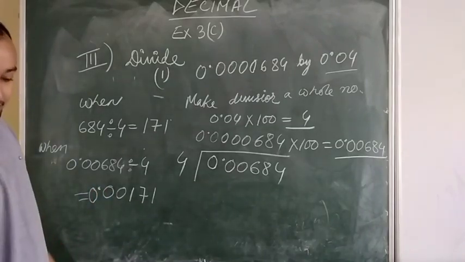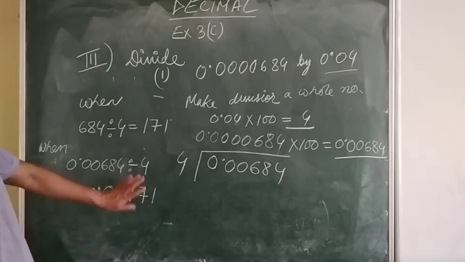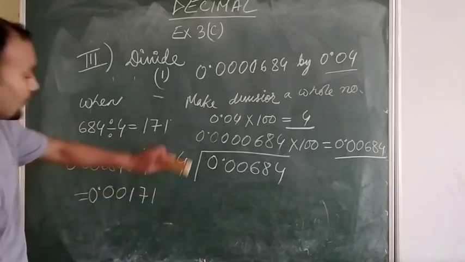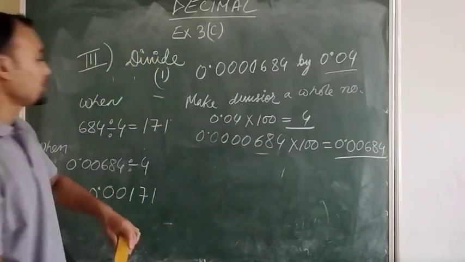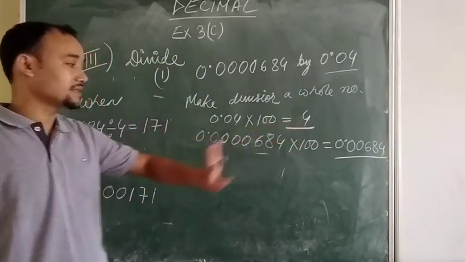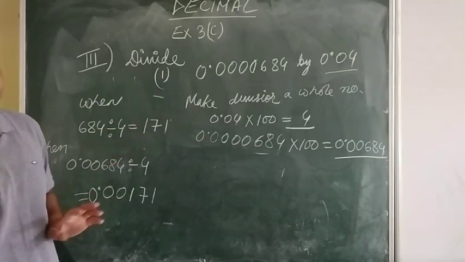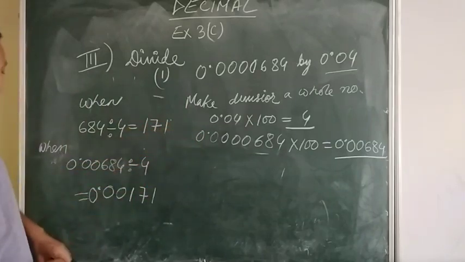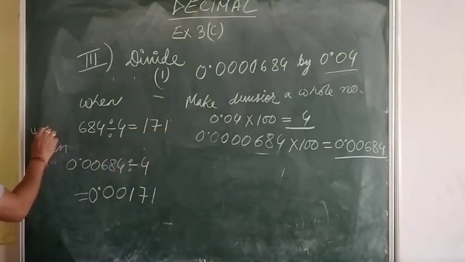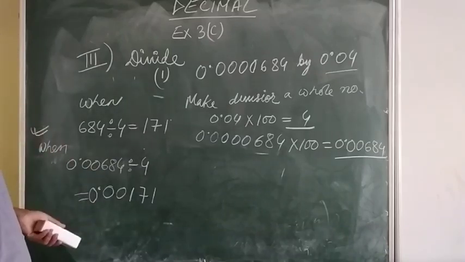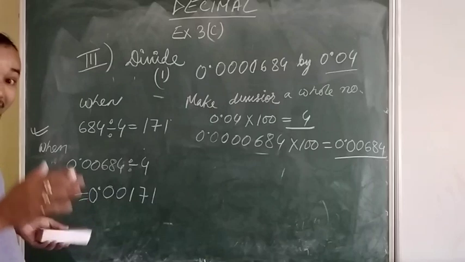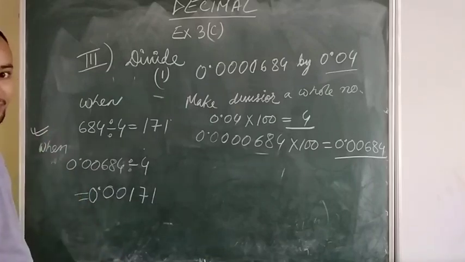You can try this, or if you like, you can go the traditional method: put the entire 0.00684 and divide it by 4. That is also the same, but I prefer this. This is the new technique. I told you last class to practice this technique. It is saving too much time, and moreover there is no complexity in the question. Okay students, let's move on.